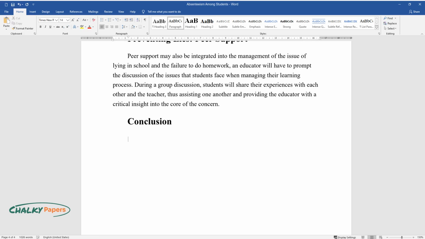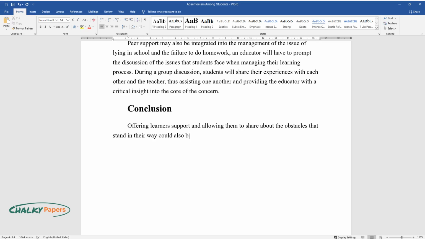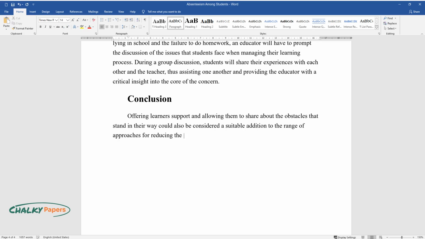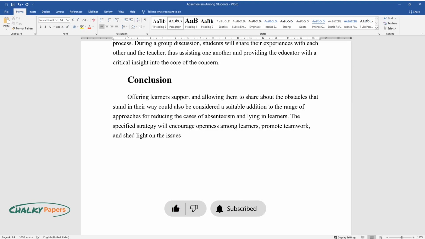Conclusion. Offering learners support and allowing them to share about the obstacles that stand in their way could also be considered a suitable addition to the range of approaches for reducing the cases of absenteeism and lying in learners. The specified strategy will encourage openness among learners, promote teamwork, and shed light on the issues that students face.